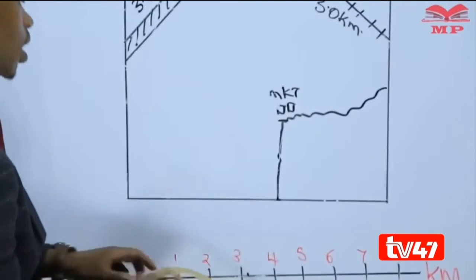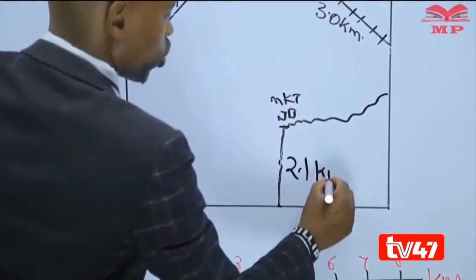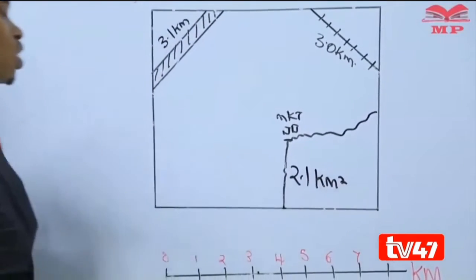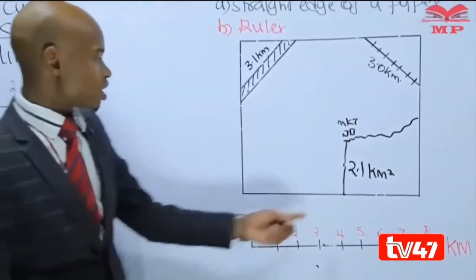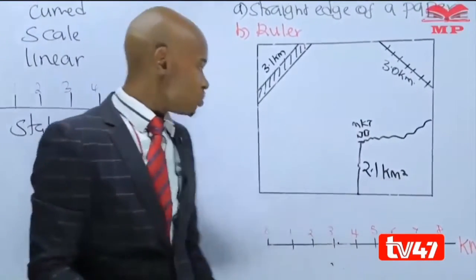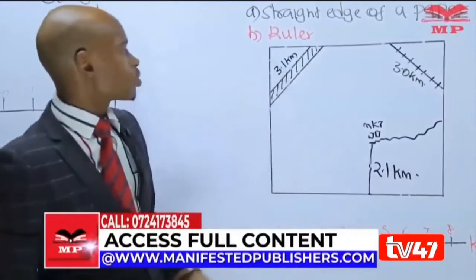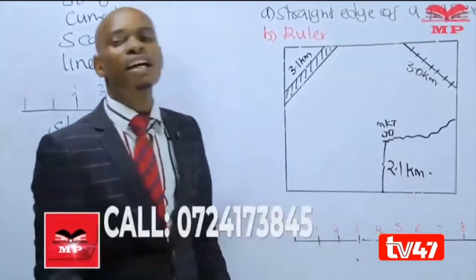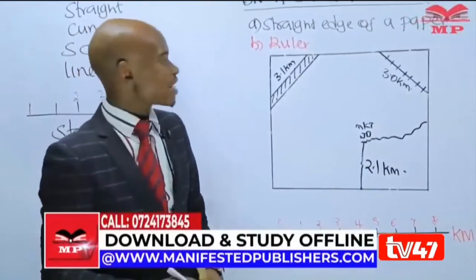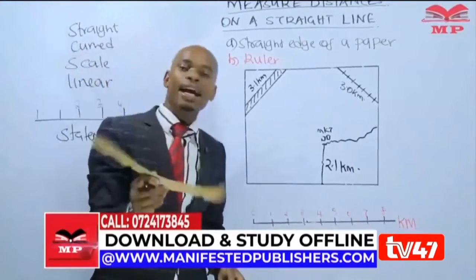And this one translates to 2.1, approximately 2.1 kilometers. When it comes to the actual distances, it is an approximation. So this one is approximately 1.2 kilometers. This one is 3.1 kilometers, and this one is 3.0 kilometers on the ground. That is using a straight edge of a paper.